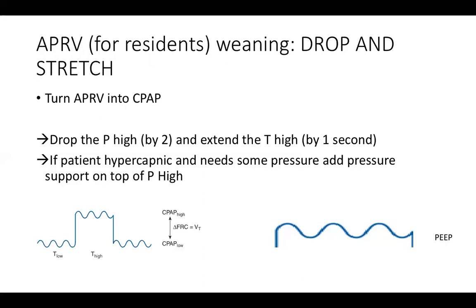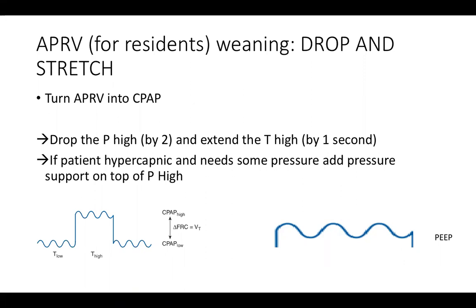Once the patient gets better, your goal is to switch your APRV to CPAP. So your P high is going to become your continuous positive expiratory pressure. So you're going to drop your P high by 2. And then 2 hours later, come back, check the saturation. If the saturation is good, then drop again by 2. And as you do that, you're going to expand your T high so that then you have a continuous pressure.